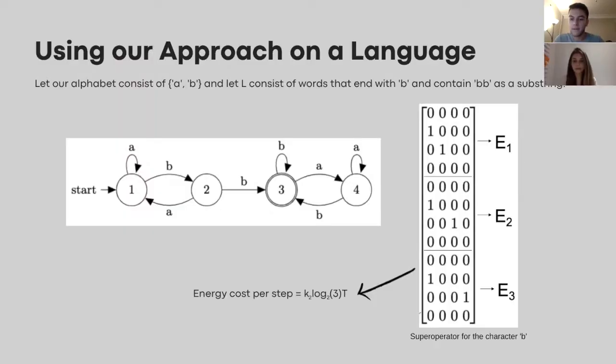Now, let's use the framework we constructed on a language. Let our alphabet consist of A and B, and let our language consist of words that end with B and contain BB as a substring. From an earlier paper of one of our writers, we know that this language cannot have fewer than 3 auxiliary states. This corresponds to an energy cost per step of this.